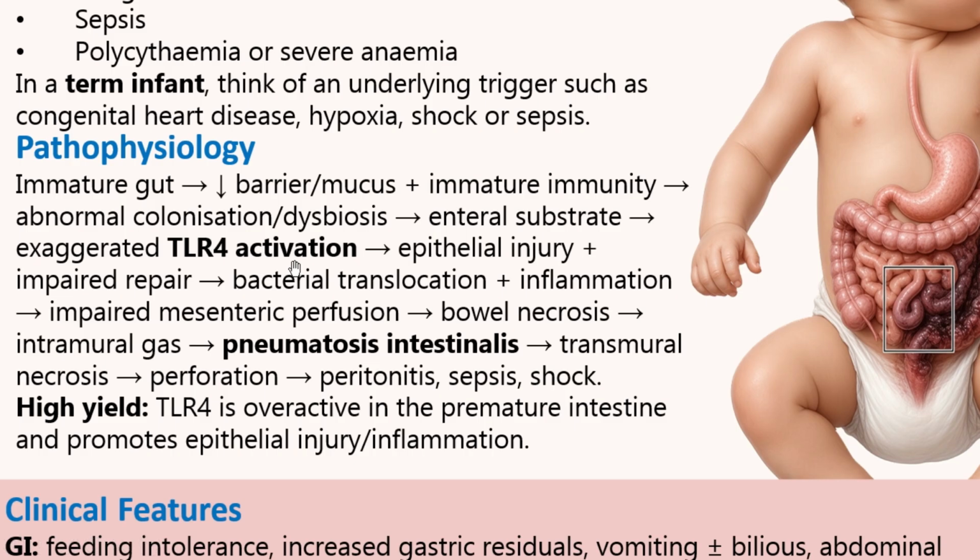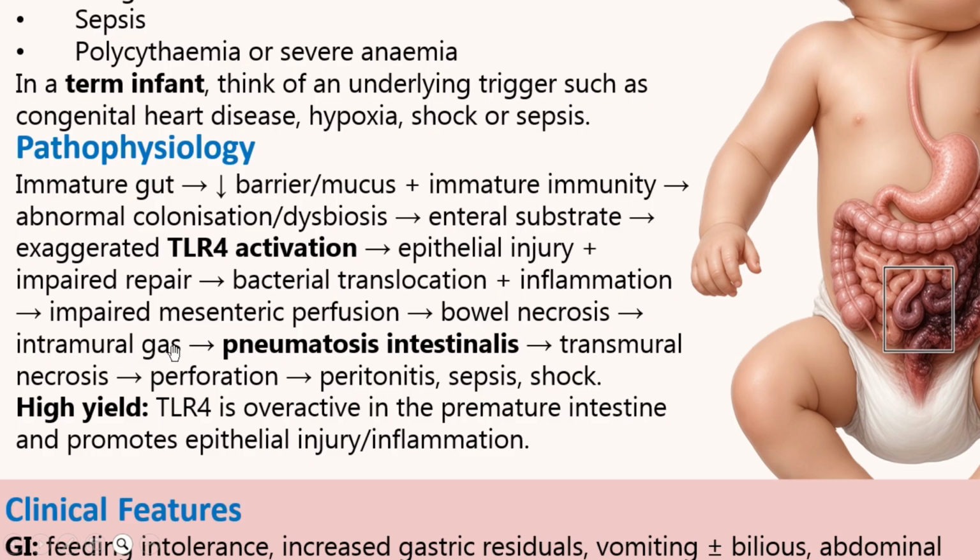The immune system is going to come, and the epithelium is going to become collateral damage. So we have an impaired repair. Then bacteria is going to translocate further into the wall of the intestine, and once you have bacterial translocation, inflammation is going to take over.